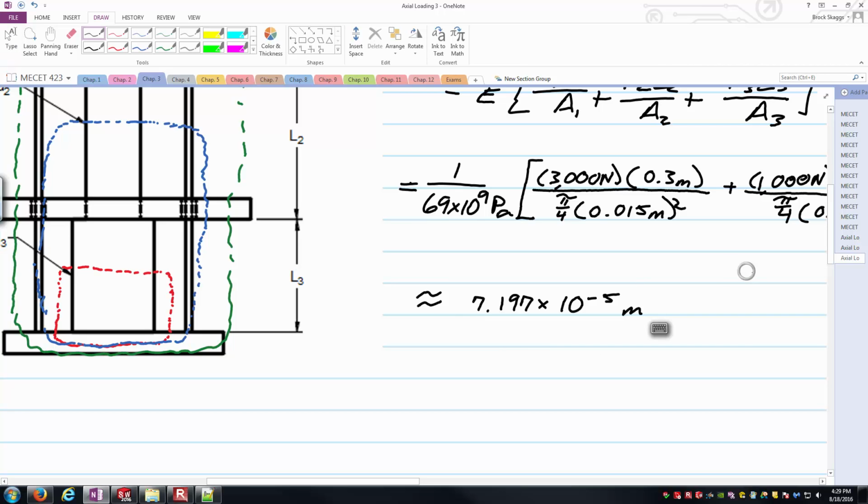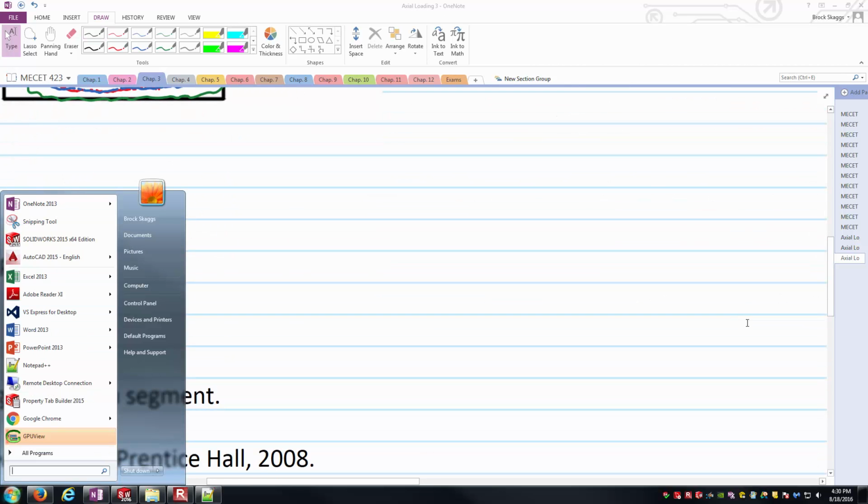And so this is also written, I'll say, which is approximately 0.07197 millimeters. Just multiply by 1,000 there, which is a little bit better.